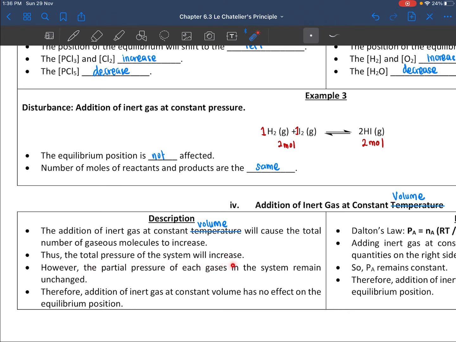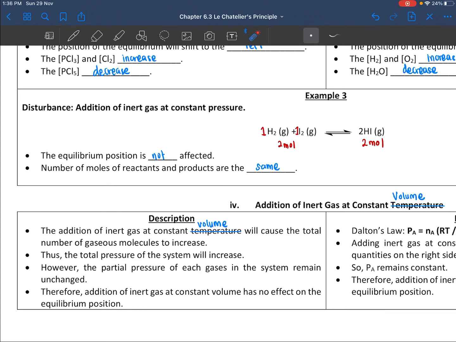Sebab sekarang kita tak constantkan pressure tu, tapi kita constantkan volume, bekas tu sahaja. However, the partial pressure of each gas in the system remains unchanged. Total pressure tu meningkat, tapi partial pressure setiap gas di dalam sistem tu masih sama. Therefore, addition of inert gas at constant volume has no effect on the equilibrium position. So kiranya bila partial pressure of each gas tu sama, kita tak ada perubahan apa-apalah terhadap equilibrium position dia.